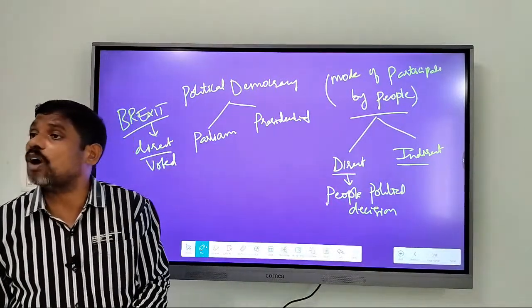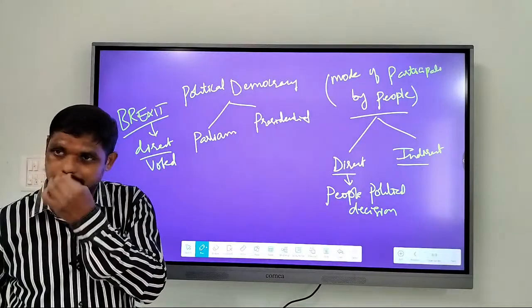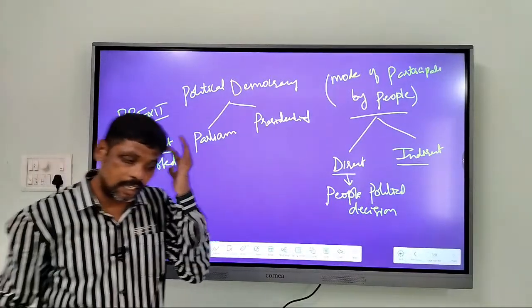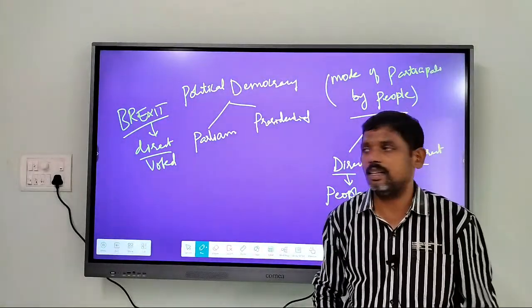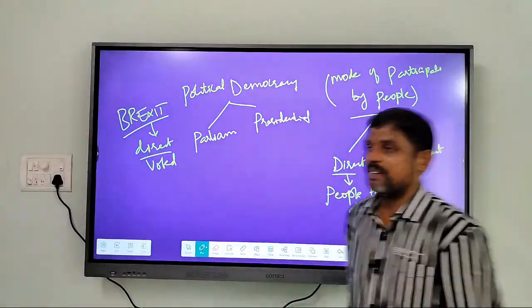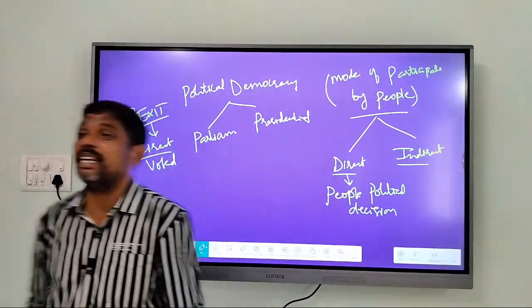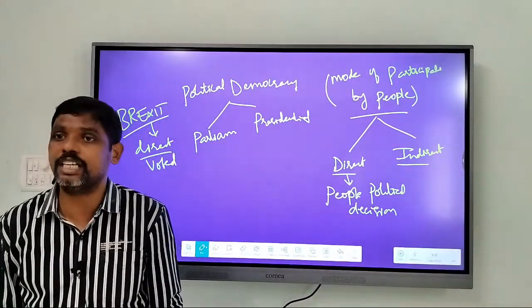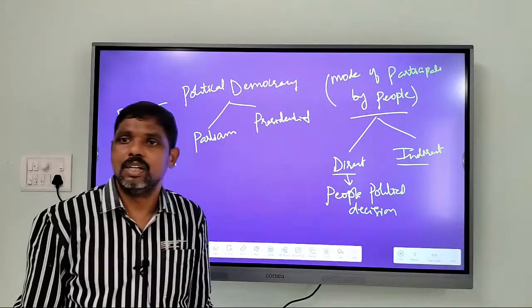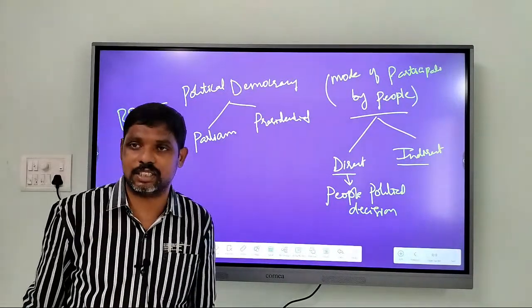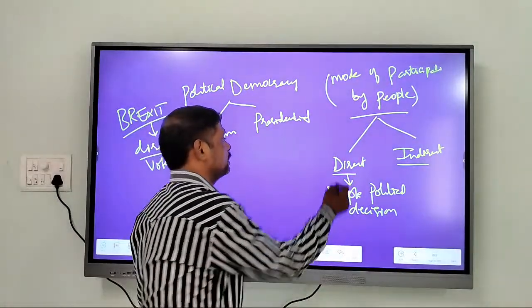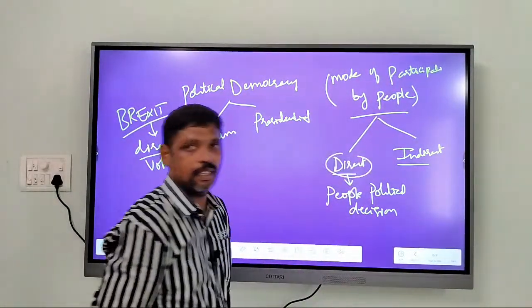So referendum is a common practice in European countries, but coming to India, in our country, we don't see much usage of this referendum. So apart from referendum, we have other instruments like recall, initiative, plebiscite. So these are different examples of direct democracy.